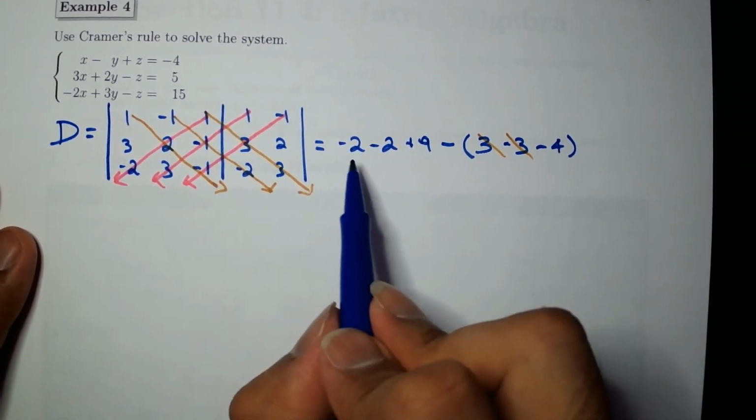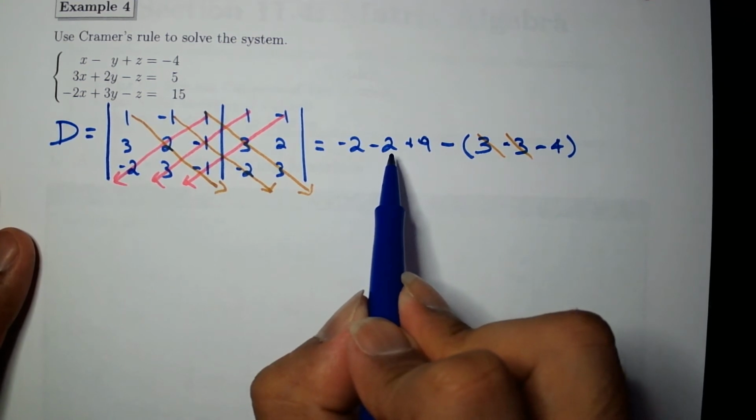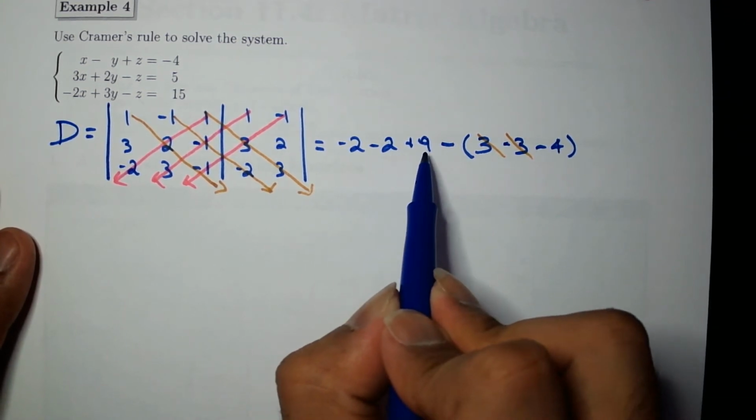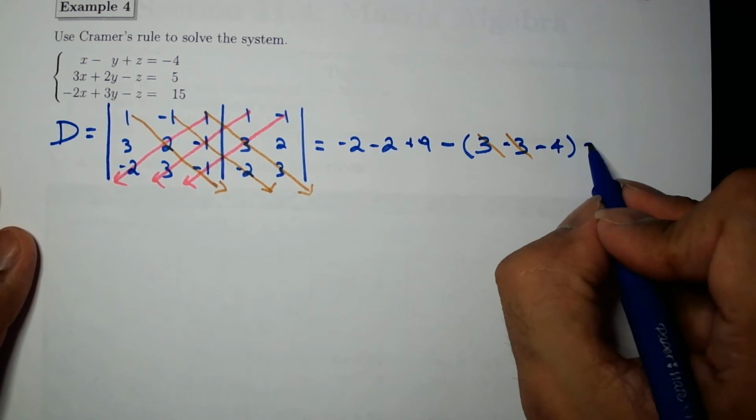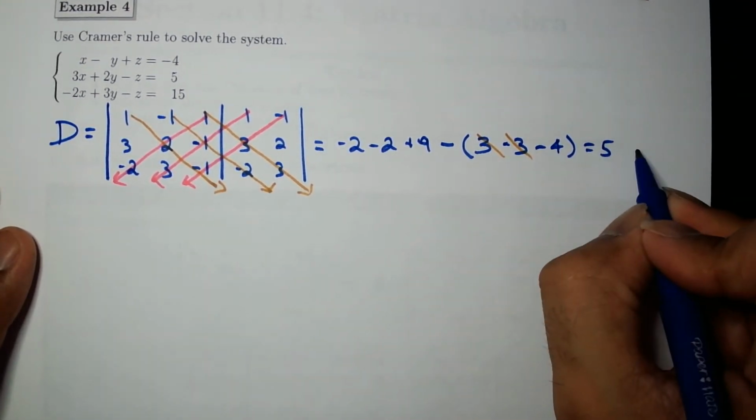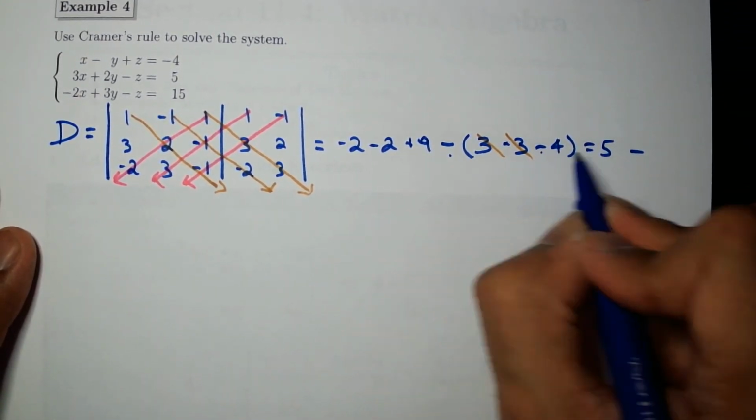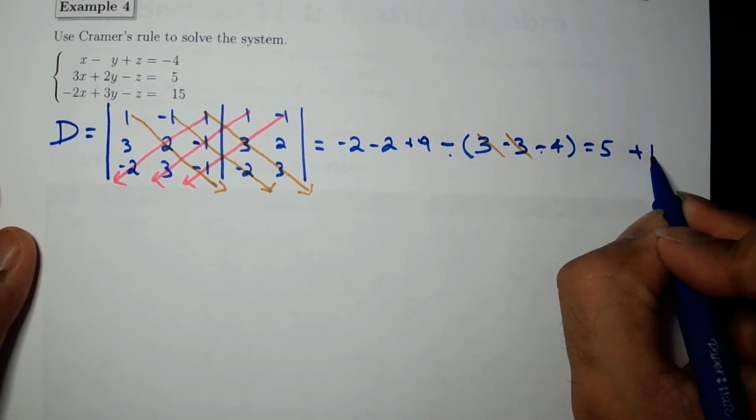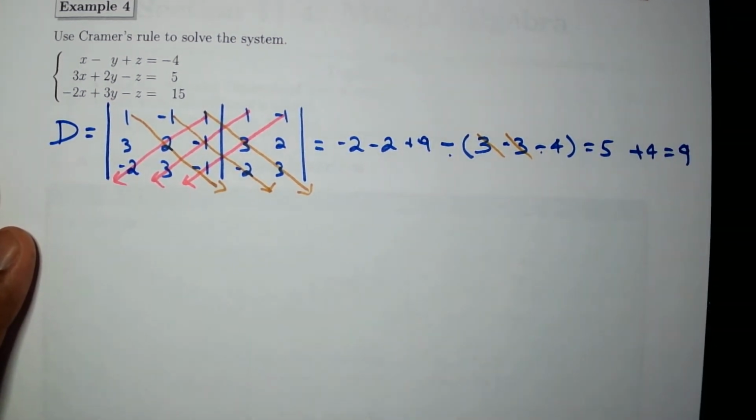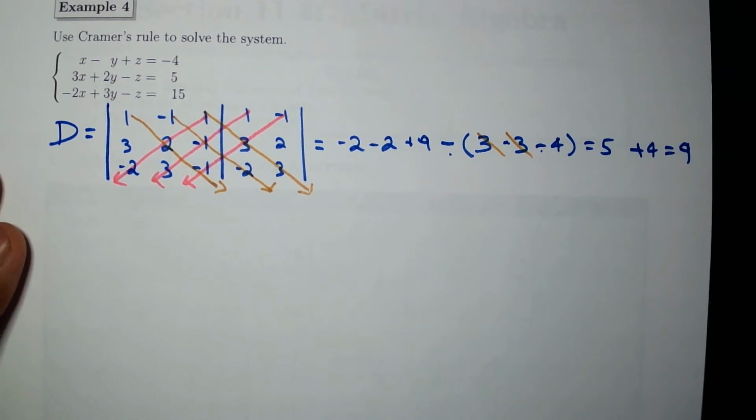And then what are we going to get? Negative 2 minus 2, that's negative 4. Negative 4 plus 9, that's positive 5. And then minus the quantity negative 4, which is actually plus 4, that equals 9. All right, so that's the first result.